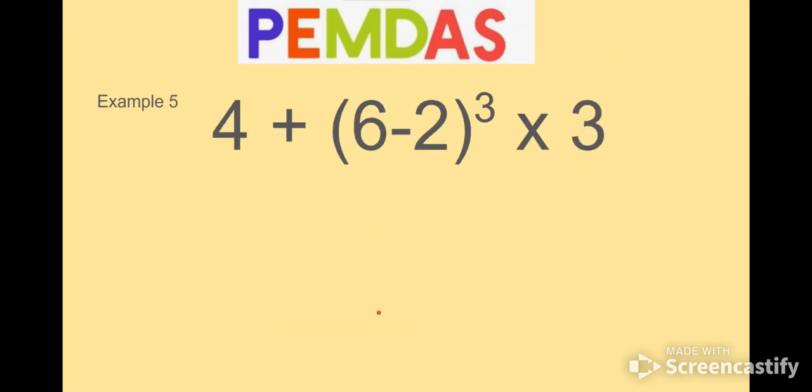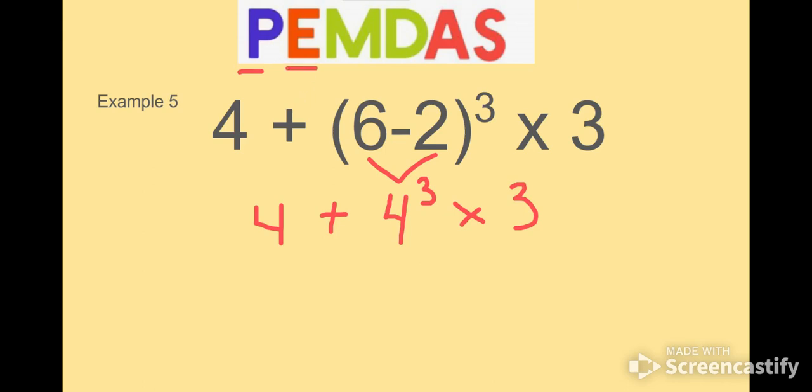Example 5. Once again, I see parentheses. So we're doing that first. So 6 minus 2 is 4. So I'm going to rewrite the entire problem. So we have 4 plus 4 to the third times 3. Now I need to do my exponents.